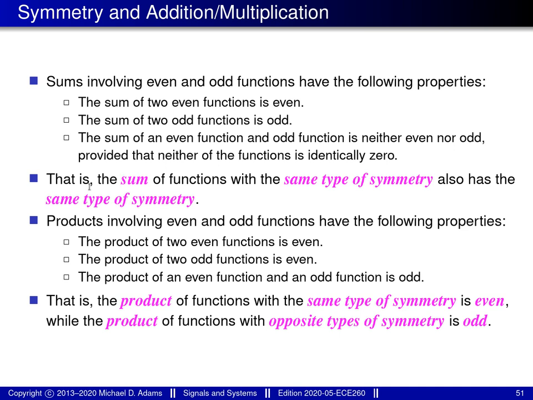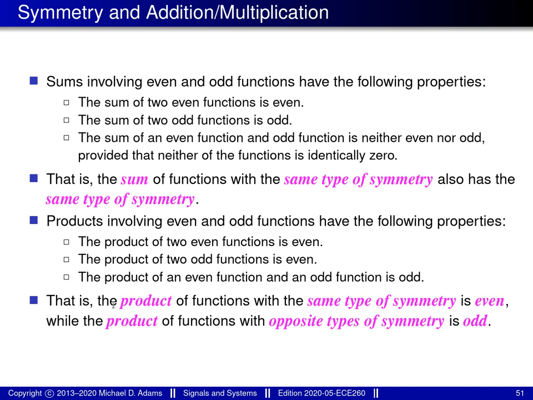And the basic pattern in the above cases is essentially that when you're adding functions, the sum of functions that have the same type of symmetry produces a result with the same type of symmetry. In the case of multiplication, the product of two even functions is even, the product of two odd functions is even, and the product of an even function and an odd function is odd.